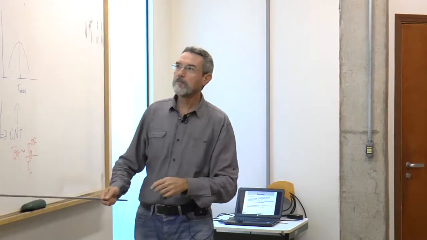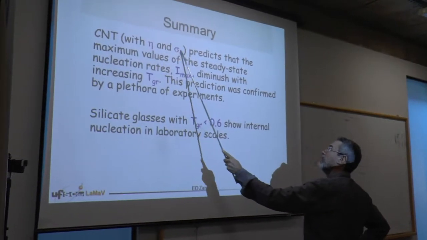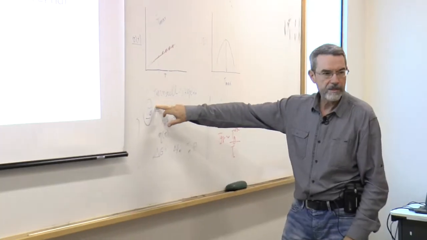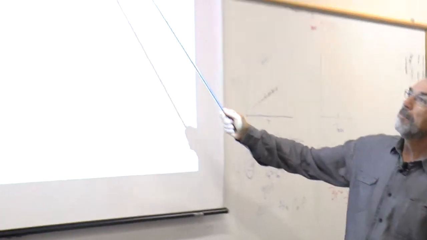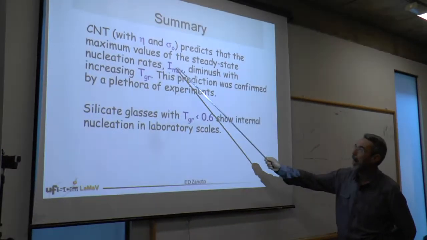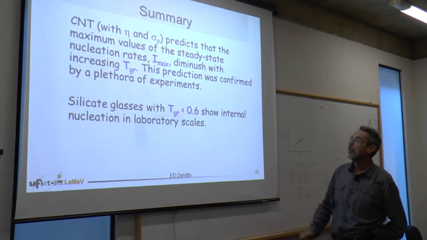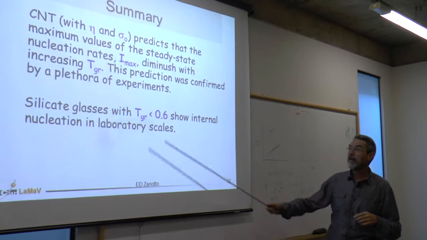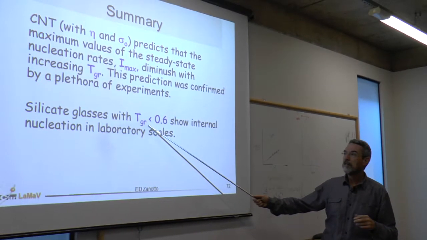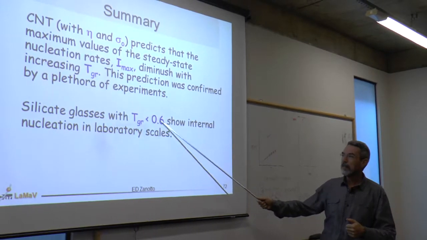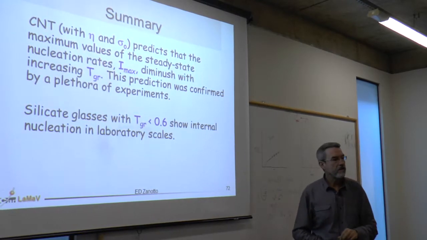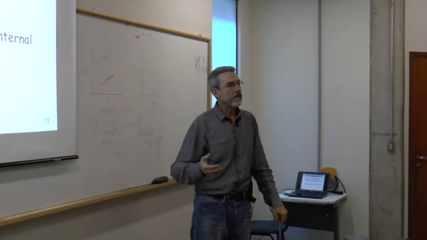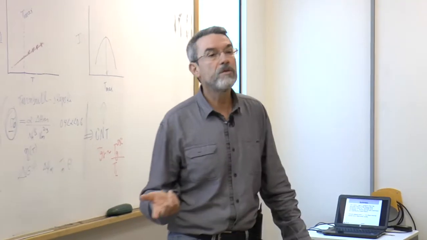Summary. The classical nucleation theory using viscosity and sigma zero, measured viscosity, measured sigma zero, or calculated sigma zero with this expression, predicts that the maximum values of the steady-state nucleation rates, Imax, diminish with increasing TGR. This prediction was confirmed by experiments. As a general conclusion, silicate glasses with a small TGR, say as a rule of thumb less than 0.6, show internal nucleation in laboratory time scales. And vice versa, glasses with a TGR larger than 0.6 only show surface or heterogeneous nucleation.